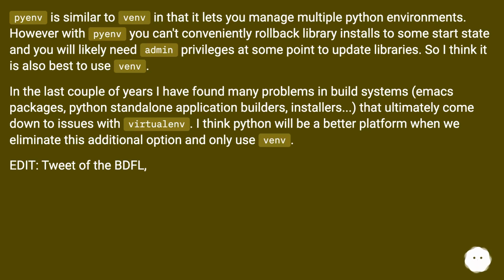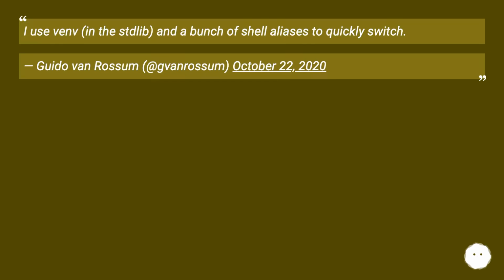In the last couple of years, I have found many problems in build systems, Emacs packages, Python standalone application builders, installers, that ultimately come down to issues with Virtualenv. I think Python will be a better platform when we eliminate this additional option and only use Venv. Edit, tweet of the BDFL: I use Venv, in the stdlib, and a bunch of shell aliases to quickly switch to Virtualenvwrapper, Pyvenv, October 22, 2020.